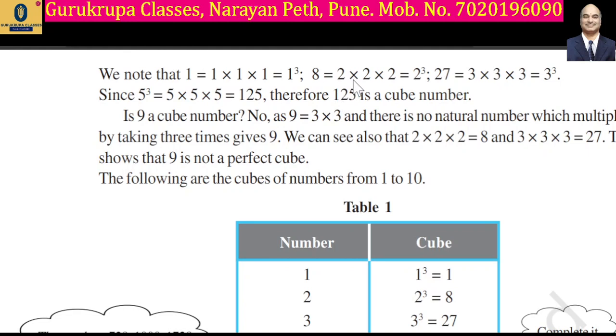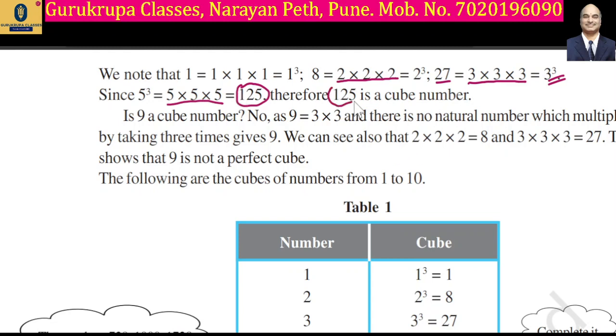If we get 8, that is 2 into 2 into 2, which means 2's cube is 8. For 27, we take 3 three times and multiply them, we get 3 cube is 27. Then if we take 5 three times, 5 into 5 into 5, what do we get? 125. So 125 is the cube of 5.